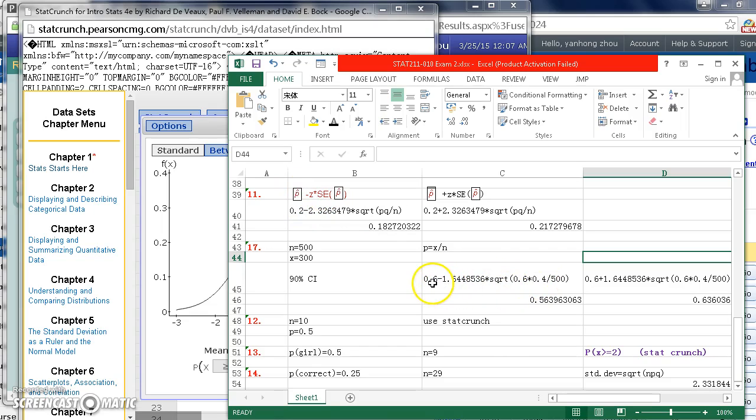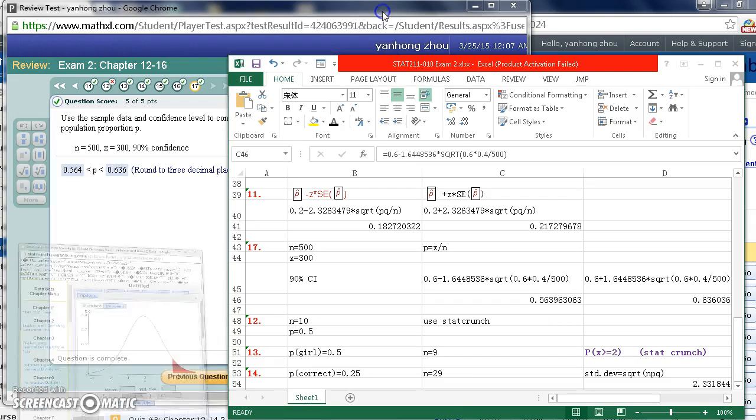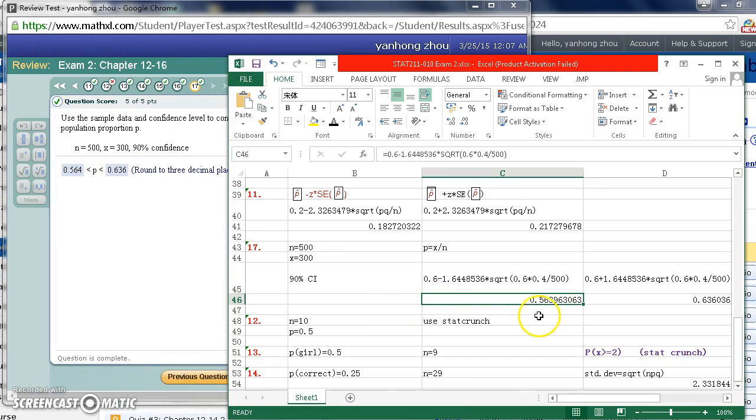You see the p hat minus 1.6 z times square root pq over n. Here I just put an equal sign, plus enter. I get this number. So this will be my lower bound, which is, round to 3 decimals, 0.564.